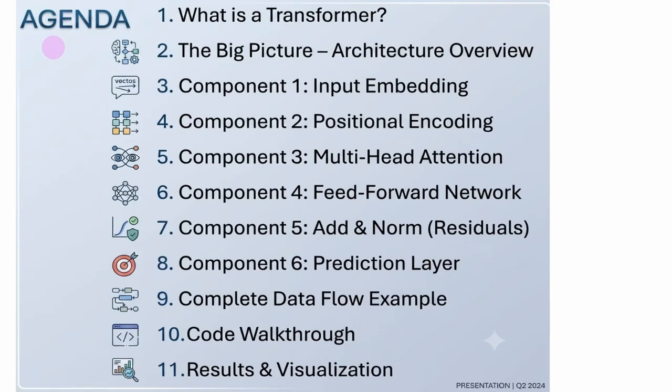Here's what we'll cover. First, what is a transformer and why it's so important? Then I'll show you the complete architecture diagram from the paper. After that, we'll break down every single component: input embedding, positional encoding, multi-head attention, feed-forward networks, and the residual connections. We'll walk through the MATLAB code that implements each piece, and finally, we'll look at the results, seeing our model correctly predict the number 7. Feel free to skip ahead using the timestamps in the description.